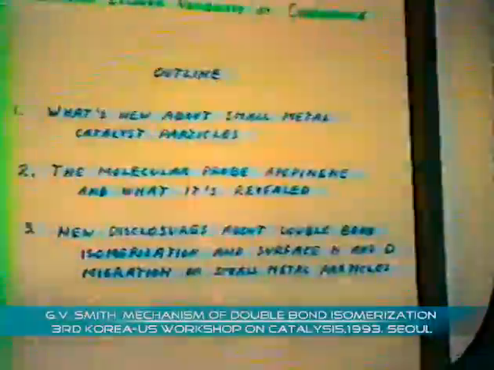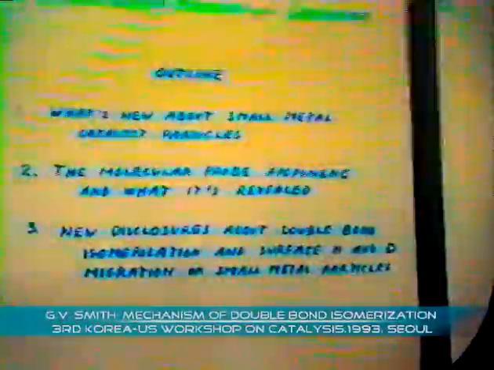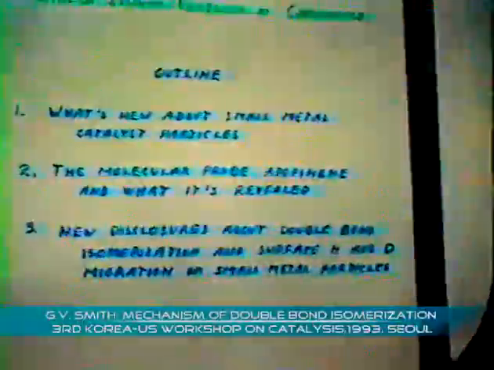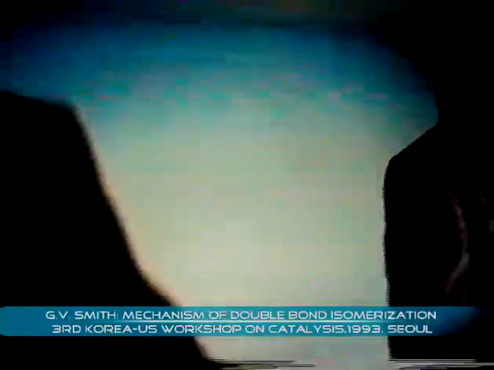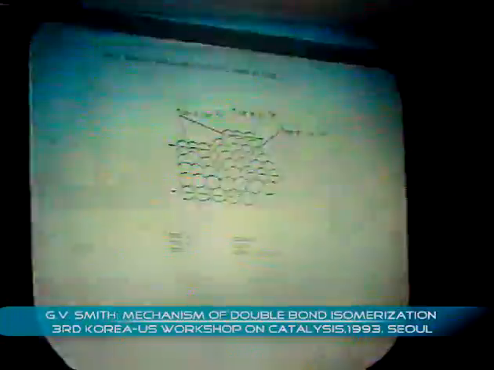First of all, something about small metal particles and some recent information that you find in the literature, which might be a little controversial, but nevertheless, it's something that's going on out there. Second is the molecular probe apopynine, the molecule that we have been using to try to tell us something about the surface and what it's told us, or what we think it's told us. And the third thing is something about the double bond isomerization and how this seems to give us some information about migration of surface hydrogen and deuterium over these small metal particles, particularly the smallest metal particles.